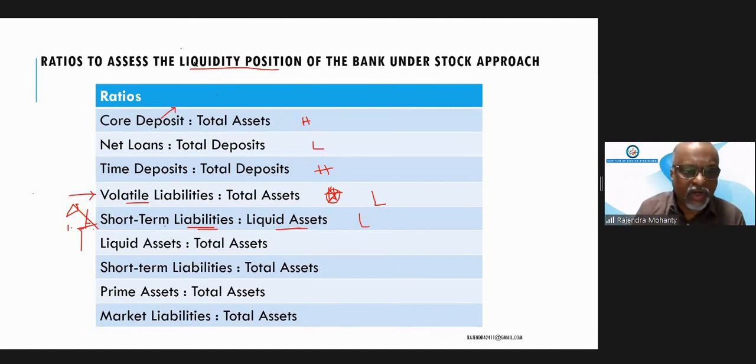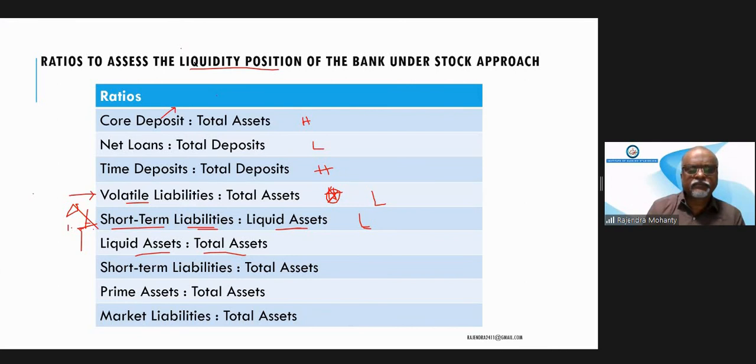So short-term liability means normally these are the liabilities which are to be redeemed at the earliest. So when the redemption of liability happens in the earliest manner, it is a liquidity crisis for the bank. So a lower ratio of short-term liability to liquid asset is always good as far as liquidity position is concerned. Okay. Now next is liquid asset to total asset. Lower.